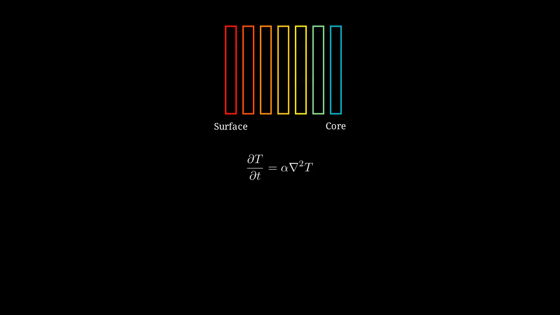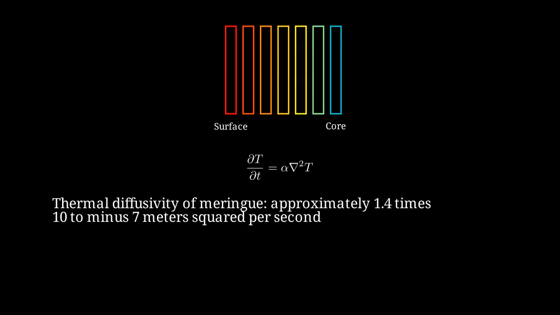The heat equation shows temperature change over time equals thermal diffusivity times the Laplacian of temperature. The thermal diffusivity of meringue is approximately 1.4 times 10 to the minus 7 meters squared per second. We express this as alpha approximately equals 1.4 times 10 to the minus 7 meters squared per second.